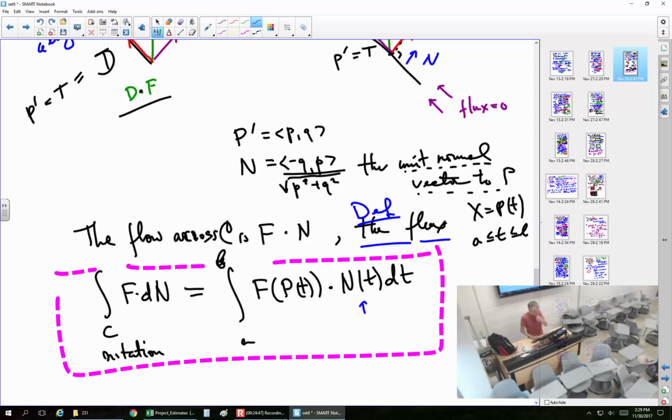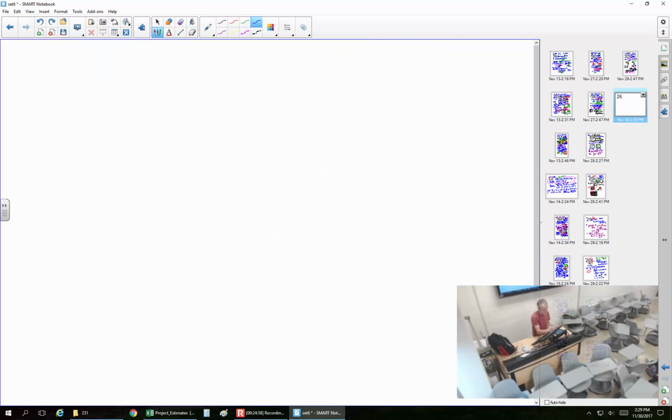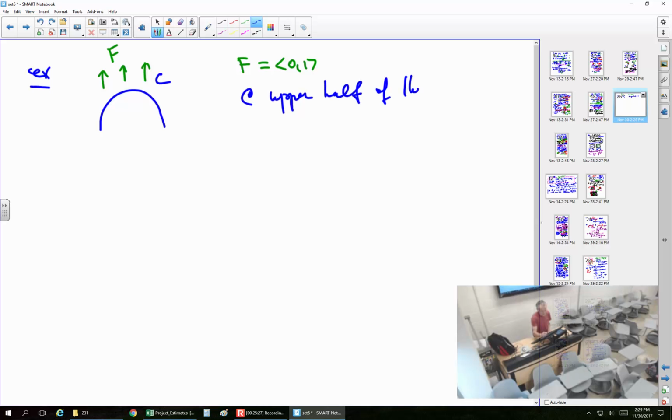So let me take a circle. Well, let's take this problem. Okay, so this is my C, and let's make F a very simple vector field. It's just totally vertical. So this is my flow through the half circle. They parameterize in the usual way, radius 1, and the force is simply (0, 1). Okay, C is the upper half of the unit circle.